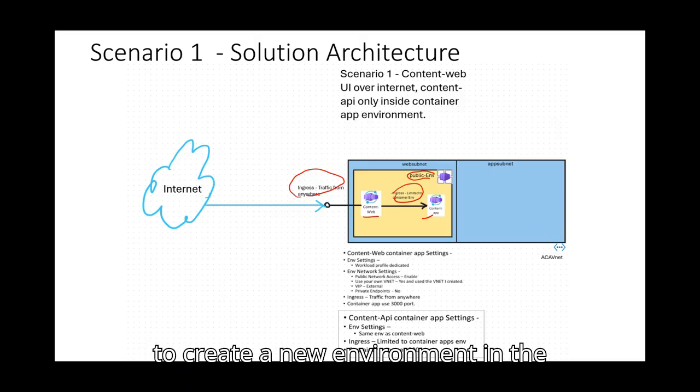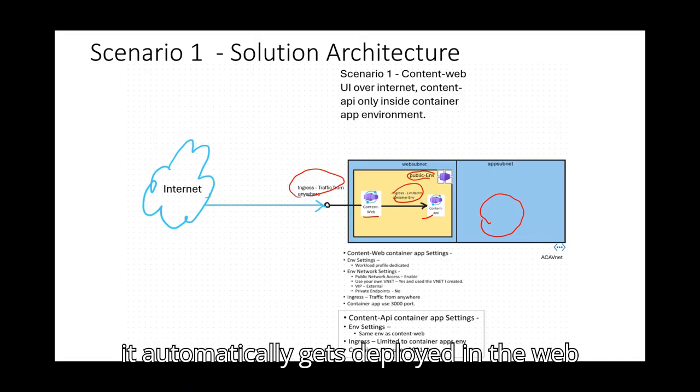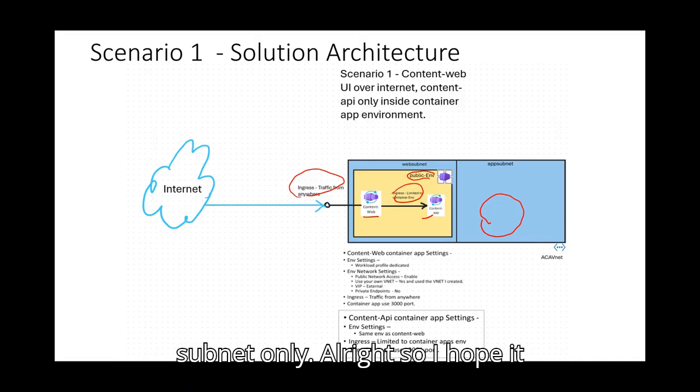Now, if you need content API to be deployed in app subnet, then you will need to create a new environment in the app subnet, and then it will be deployed into that. Now, in the current scenario, I need to access the content API within the same environment. Therefore, it automatically gets deployed in the web subnet only. All right, so I hope it is clear.